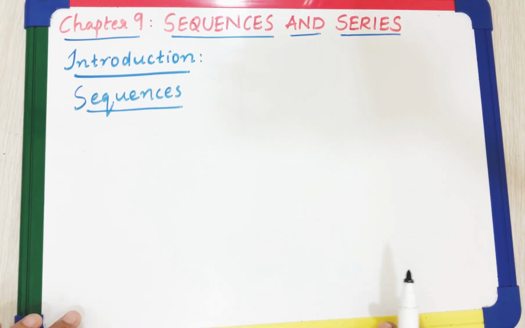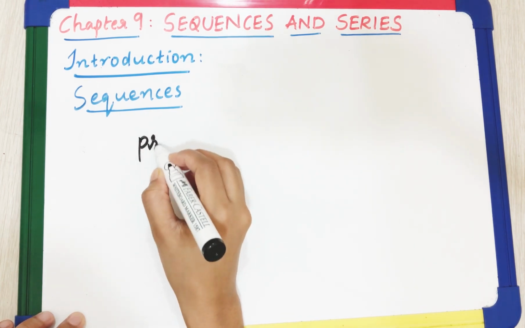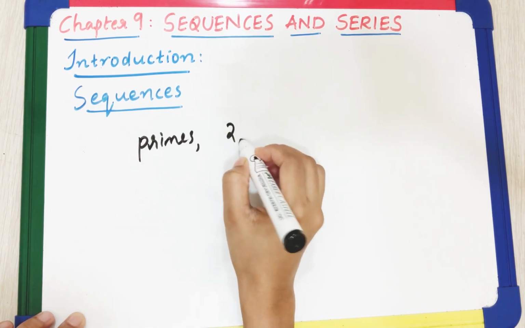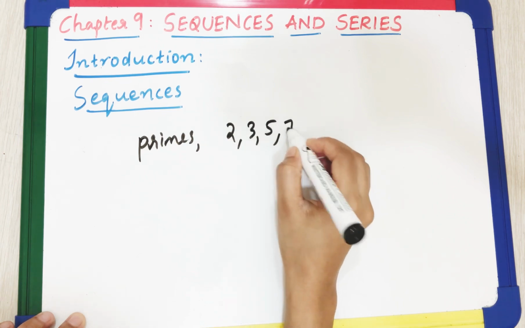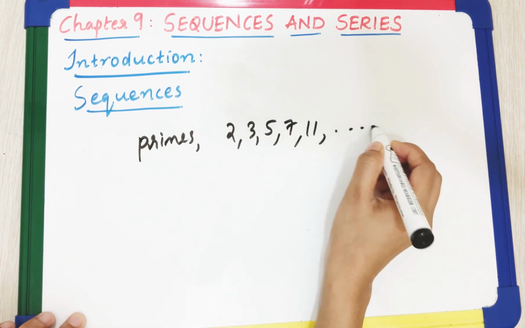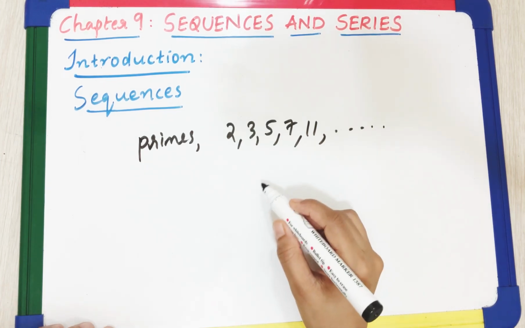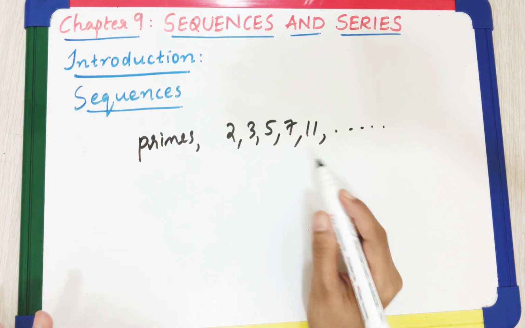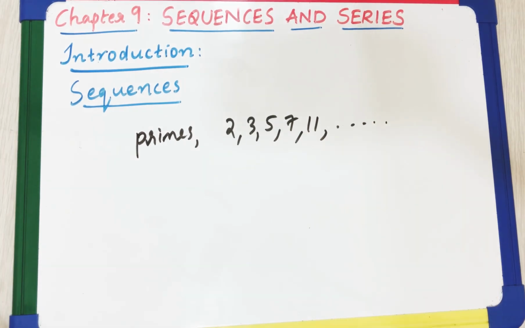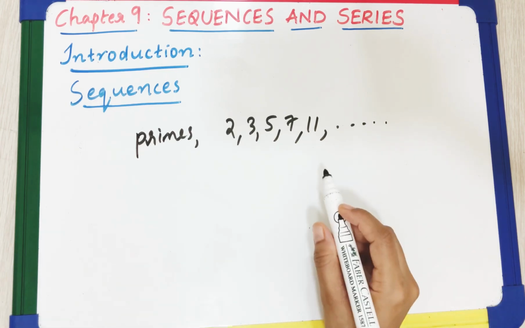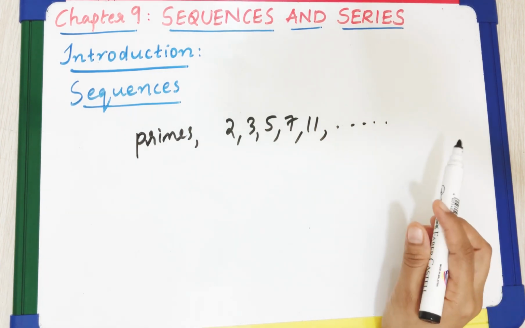See another example, a sequence of primes: 2, 3, 5, 7, 11, etc. Here we cannot define a general term, or there is no formula for the nth prime or nth term. We cannot define a formula. In the above examples, we defined a particular formula for obtaining the general term, or to get the terms of the sequence. But here we do not have a formula, but it forms a sequence.